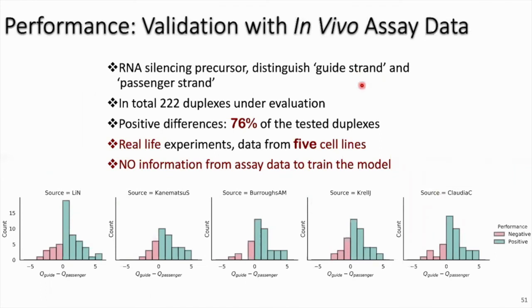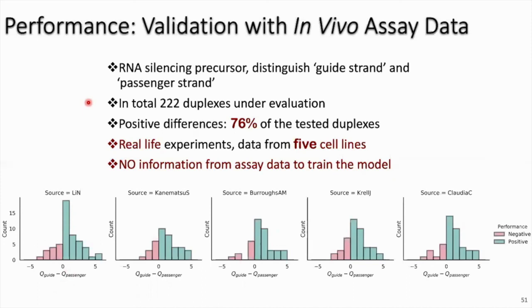Although there is some biological background here, within those diagrams, as long as Q guard minus Q passenger is larger than 0, that means we are making a correct prediction, which is consistent with the real-life wet experiments. So in total, we checked 222 duplexes. Among them, we can make the correct prediction for 76%.